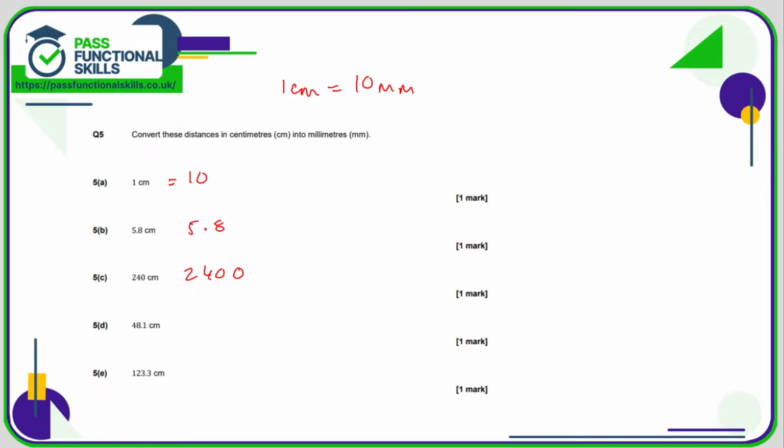And again, you want the decimal point to land between two numbers. So put in another 0, so it's a bit more obvious. So 5.8 becomes 58.0, which is the same as 58. 48.1 is 48.10. Move the decimal point 1 position. That becomes 481. And 123.3, 123.30, move the decimal point 1 position, and that is 1233 millimeters.